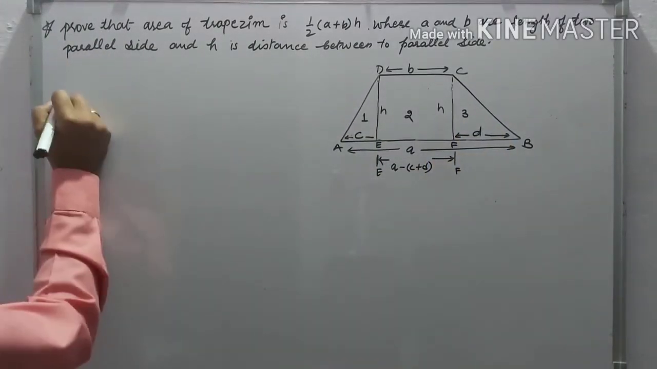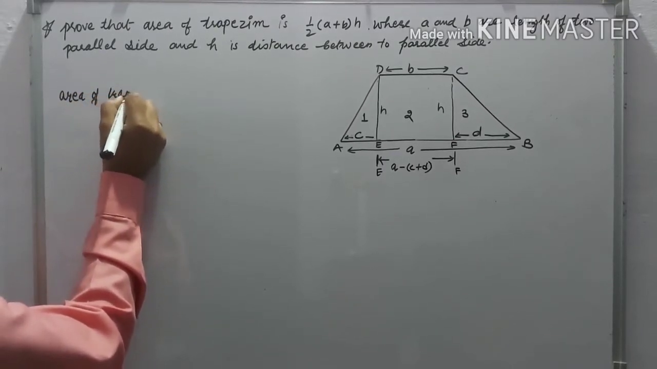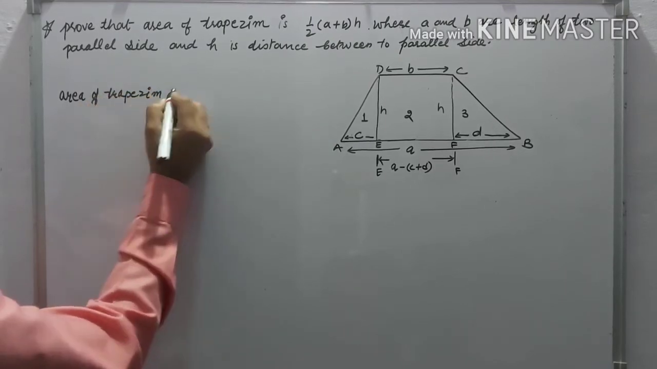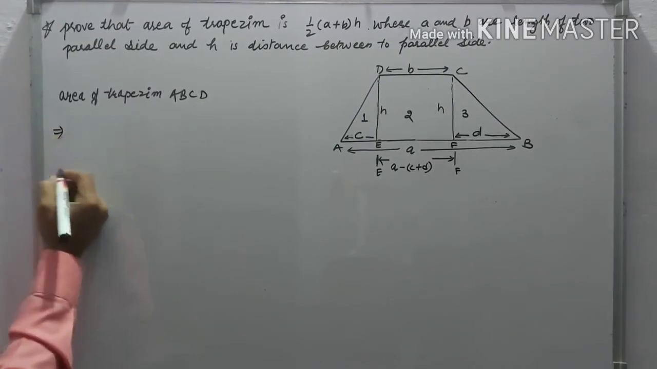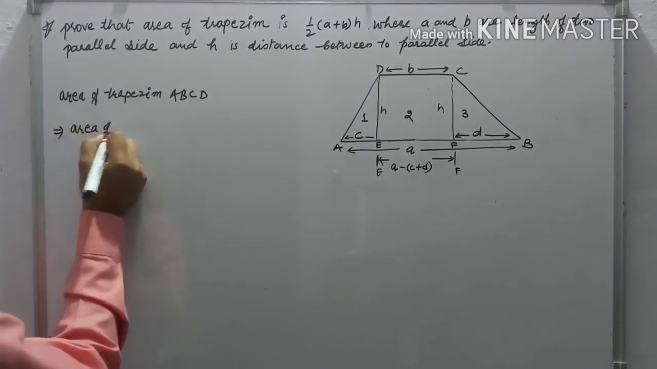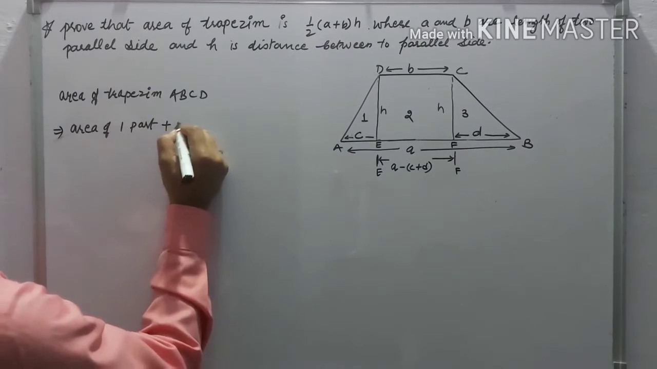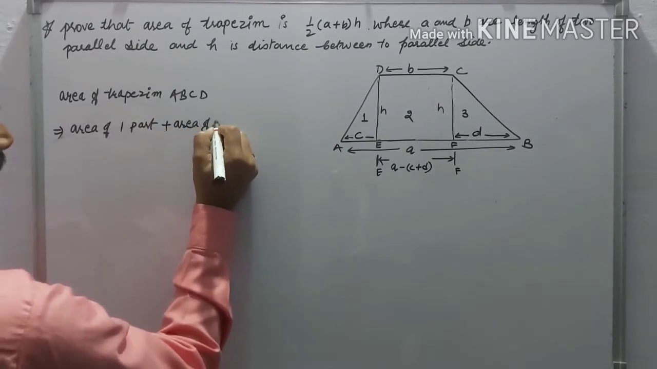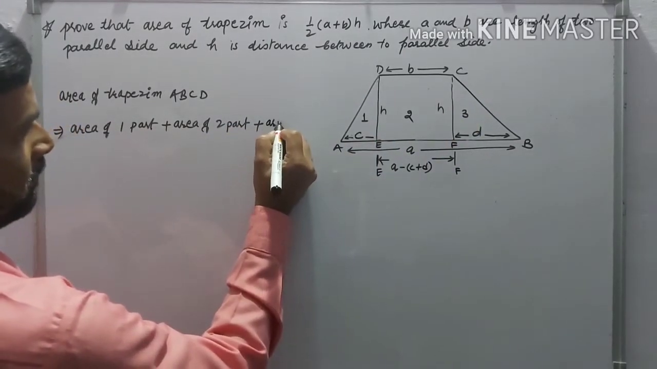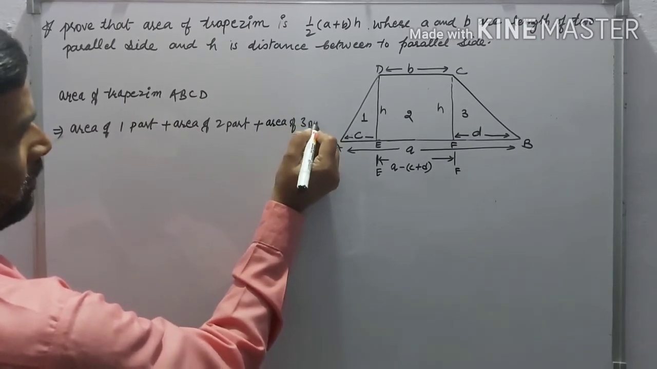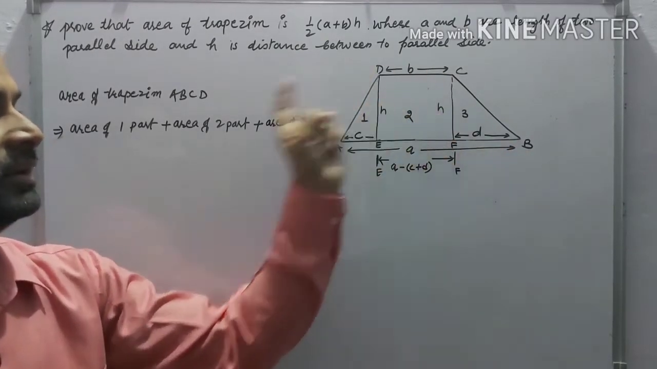Now the area of trapezium ABCD is equal to the area of the first part plus the area of the second part plus the area of the third part. The sum of the three parts equals the total area of ABCD.